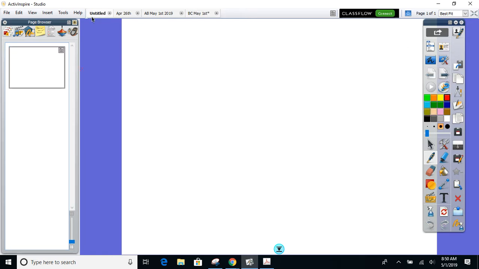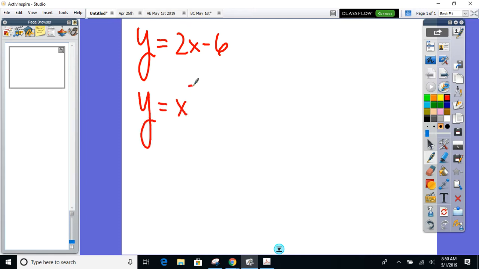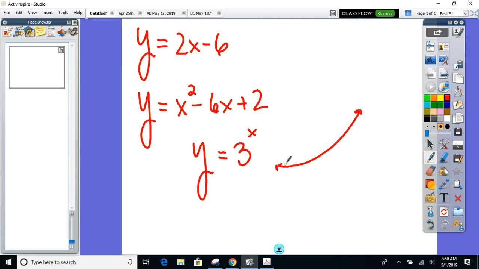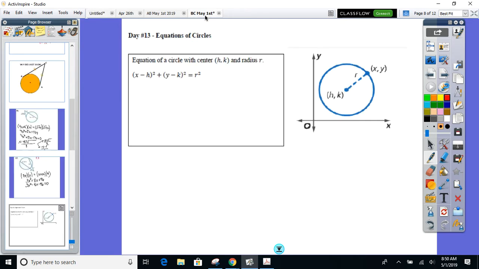When you graphed y equals 2x minus 6, what did you call that graph? It's a line, right? And then I think last year you started graphing parabolas, good. And did you get into exponential graphs? Okay. So a line, a parabola, and an exponential all have a certain equation, and so does a circle. That's what I want to look at with you today: the equation of a circle.